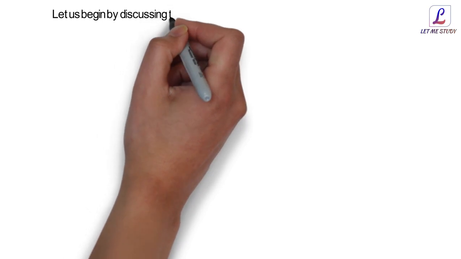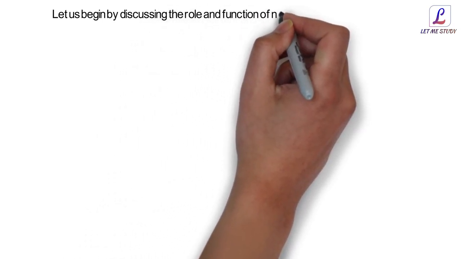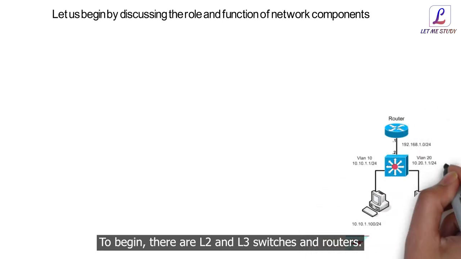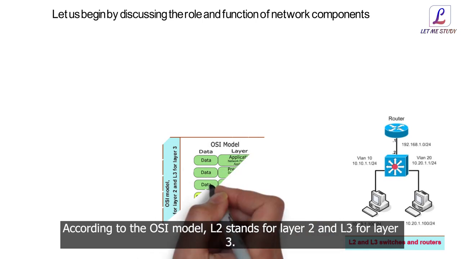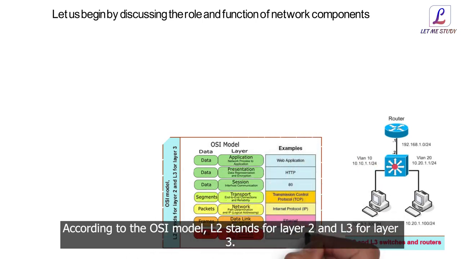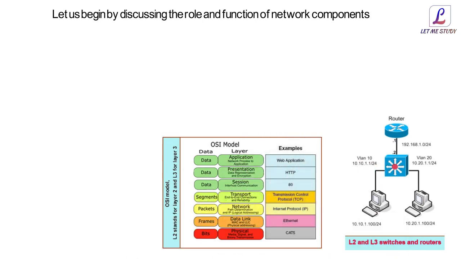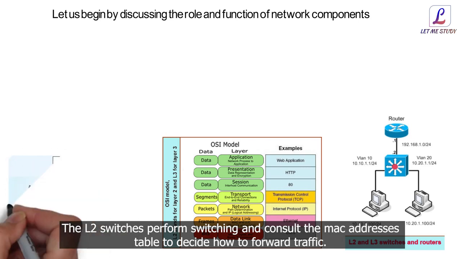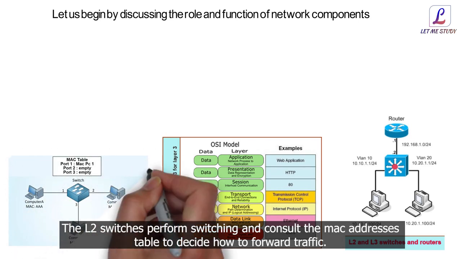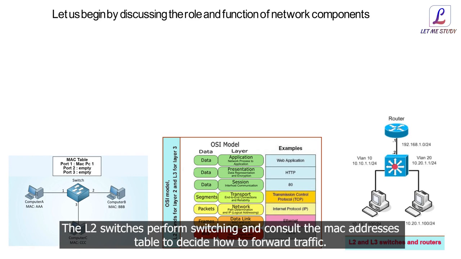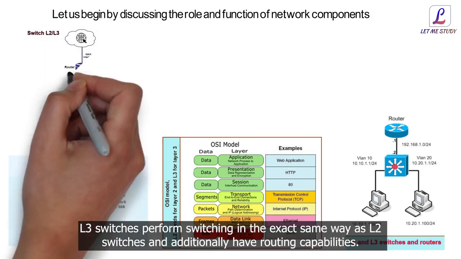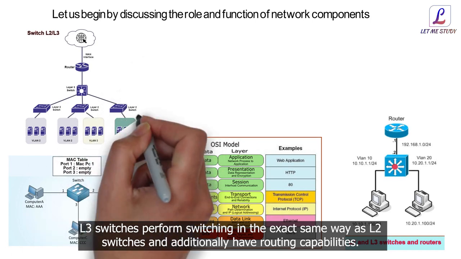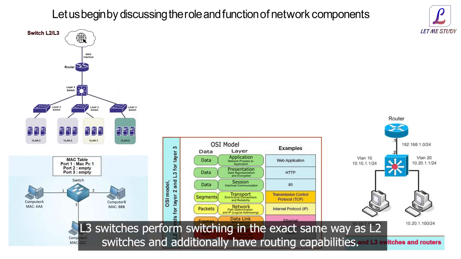Let's begin by discussing the role and function of network components. To begin, there are L2 and L3 switches and routers. According to the OSI model, L2 stands for layer 2 and L3 for layer 3. The L2 switches perform switching and consult the MAC address table to decide how to forward traffic. L3 switches perform switching in the same way as L2 switches and additionally have routing capabilities.